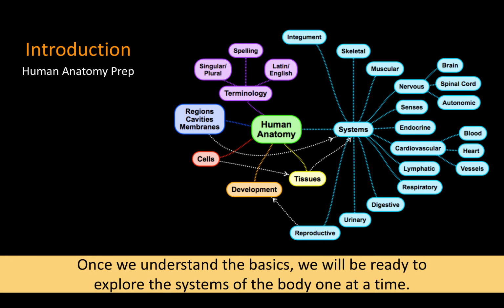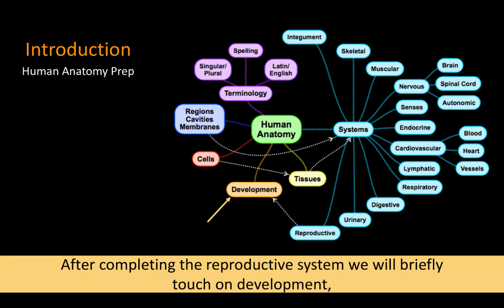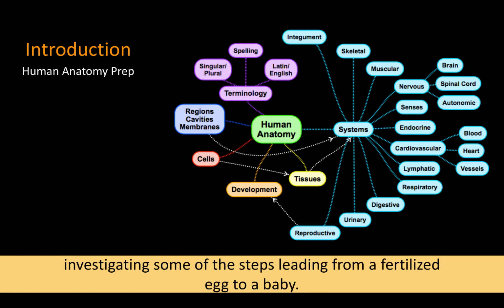Once we understand the basics, we'll be ready to explore the systems of the body one at a time. The nervous and cardiovascular systems will require more than one lecture. After completing the reproductive system, we will briefly touch on development, investigating some of the steps leading from a fertilized egg to a baby.